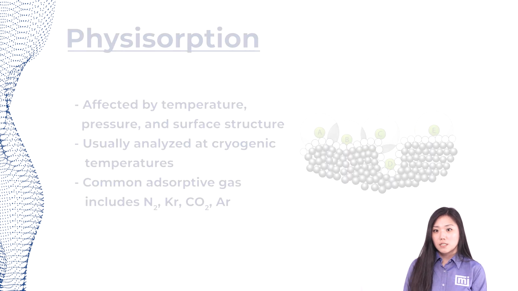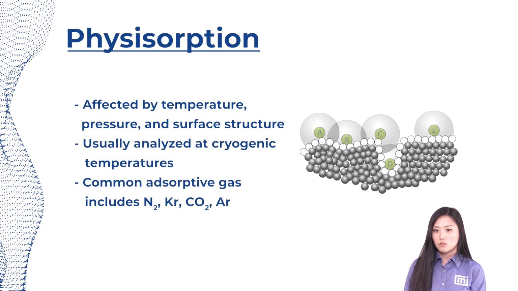Even though physisorption is non-selective, meaning there is no such thing as an active site as seen in chemisorption, it is affected by temperature, pressure, and also the surface structure. Usually, a physisorption analysis is performed at cryogenic temperatures in liquid nitrogen or liquid argon. And the common adsorptive gases include nitrogen, krypton, carbon dioxide, and argon.